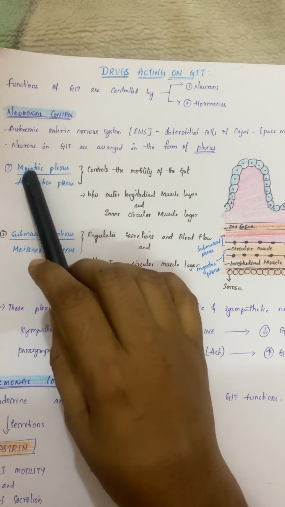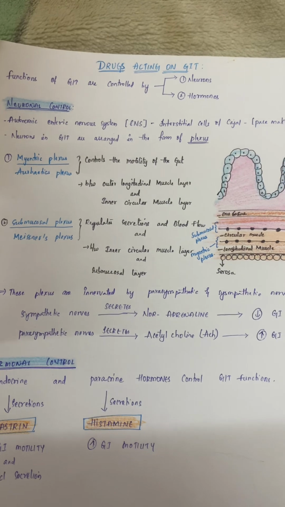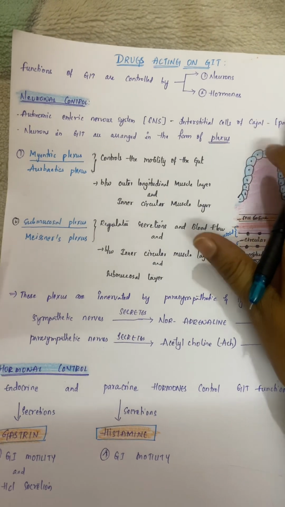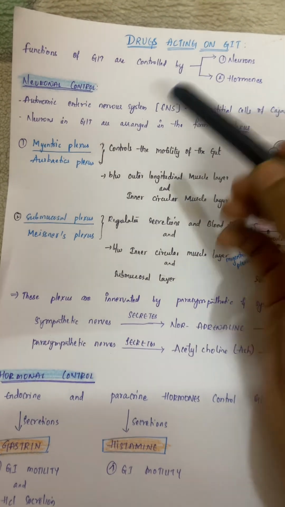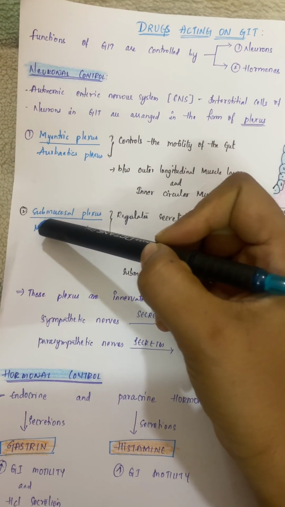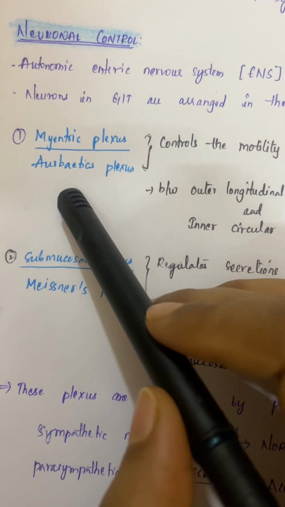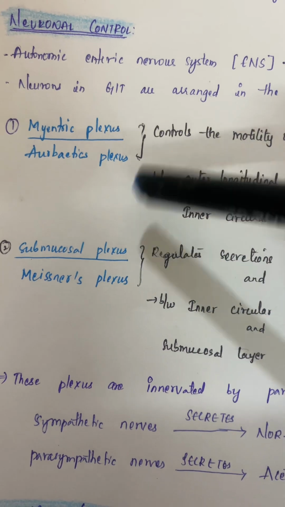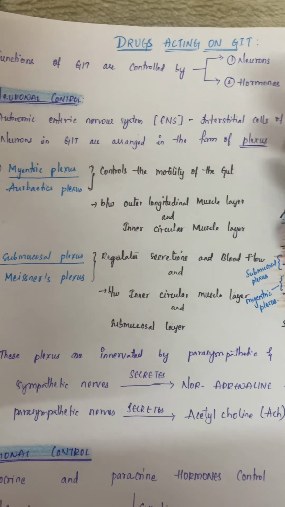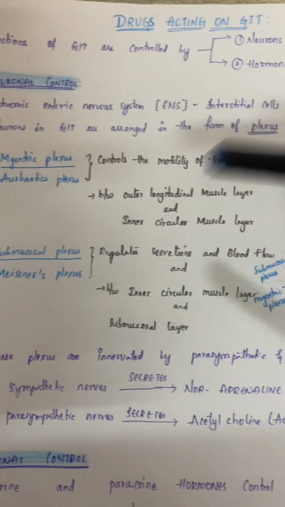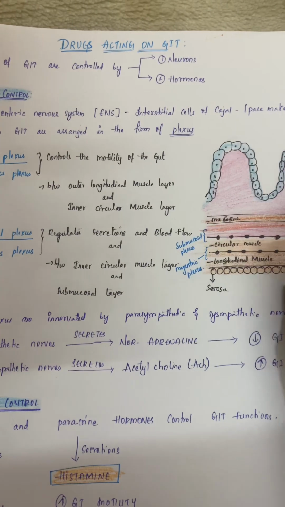Okay, now the neurons in the GIT, that is the gastrointestinal tract, are arranged in the form of plexuses. Now we have two types of plexus in the neuronal control of the GIT system, that is the enteric nervous system. We have the myenteric plexus and the submucosal plexus. The myenteric plexus is also called the Auerbach's plexus, and the submucosal plexus is also called the Meissner's plexus. Now the myenteric plexus controls the motility of the gut, whereas the submucosal plexus regulates the secretions and blood flow in the gut region.